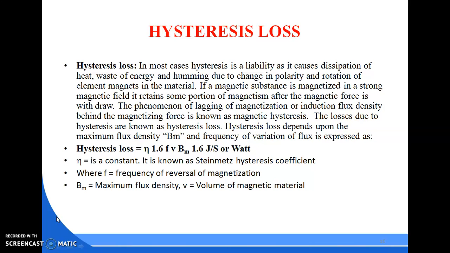Hysteresis loss depends upon the maximum flux density, denoted by the letter Bm, and the frequency of variation of flux. It is expressed as hysteresis loss equals eta into f into Bm to the power 1.6 into V joules per second, or watt. Eta is a constant known as Steinmetz's hysteresis constant, f is the frequency of reversal of magnetization, Bm is the maximum flux density, and V is the volume of the magnetic material.